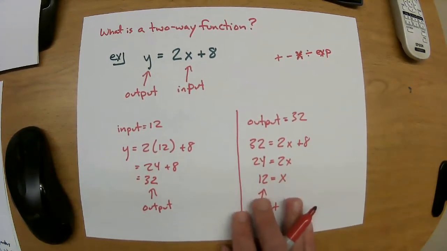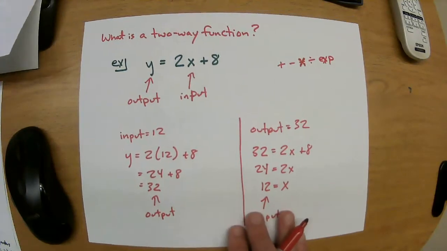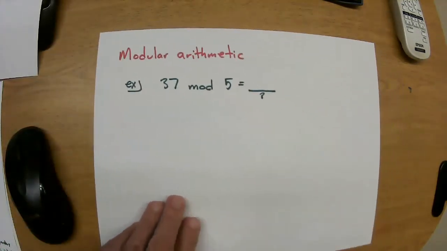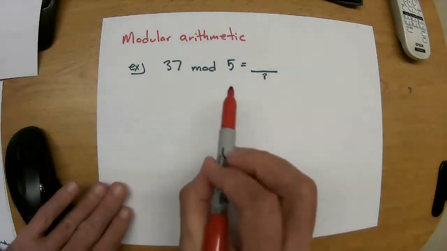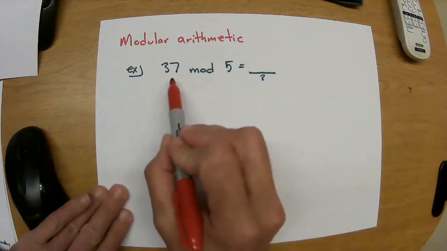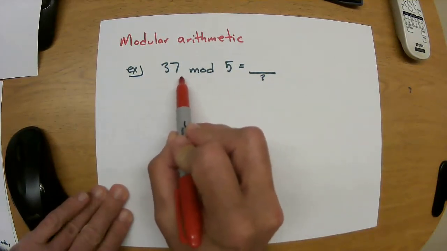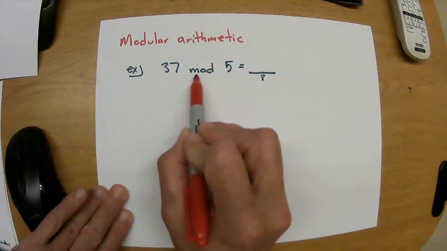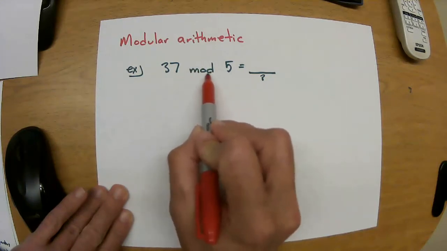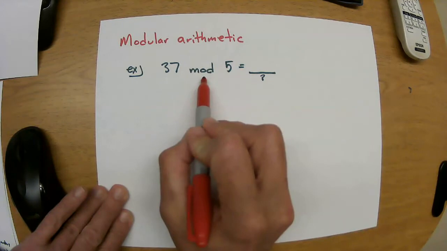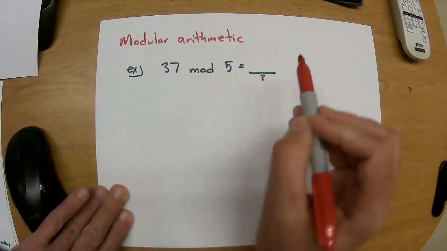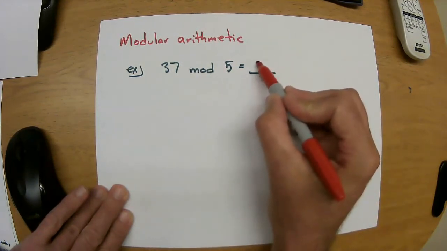All right. So now let's look at another kind of arithmetic. And if you haven't studied computer science, maybe you haven't heard of modular arithmetic before. So modular arithmetic, I'll write a problem like this, and I'm not using an operator symbol, I'm just going to use the word. So if I said 37 mod 5, the answer to this is going to be 2.